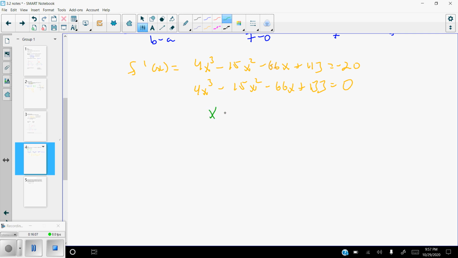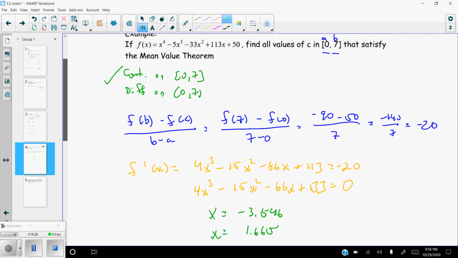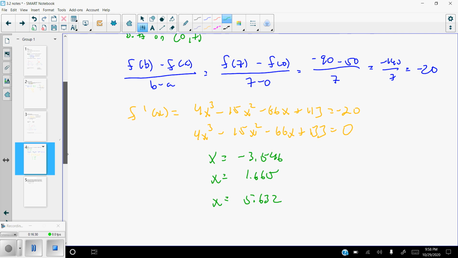You should get the x values here are negative 3.546, 1.665, and 5.632. But the question asks us to find all the c values on the interval from 0 to 7.